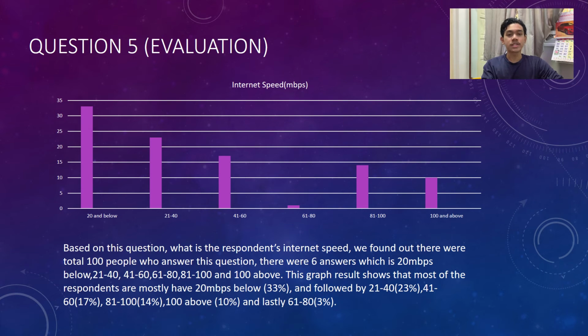So we move to question number 5, which is internet speed. Based on this question, the graph results show that most of the respondents have 20 Mbps and below, which is 33%, representing 33 people, followed by 21 to 40 Mbps, 41 to 60 Mbps, 81 to 100 Mbps, and 100 Mbps above, which is 10%.